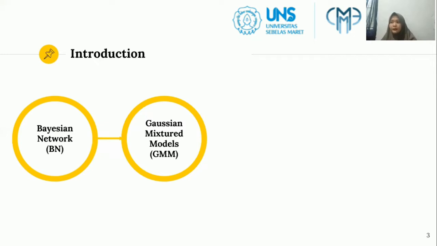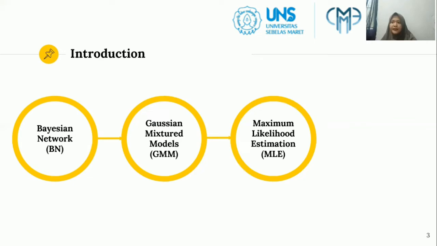An obvious problem in fitting the BN or Bayesian network and GMM or Gaussian mixture model is the approximation of the parameter given by the observation. The idea of applying maximum likelihood estimation to Gaussian mixture model started in the 1930s. Parameter estimation is estimating population characteristics using sample characteristics.